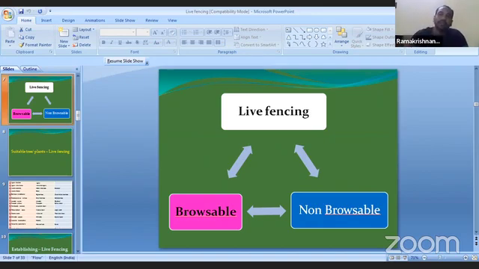Suppose we are planting on a riverbed area and growing some other crops. Normally cattle will come and eat our crop. So we go for non-browsable live fencing planting materials.